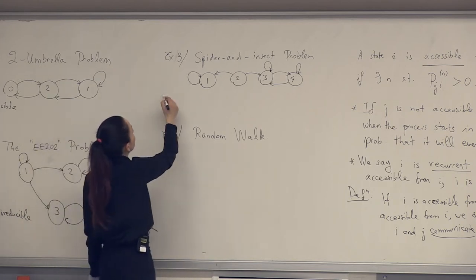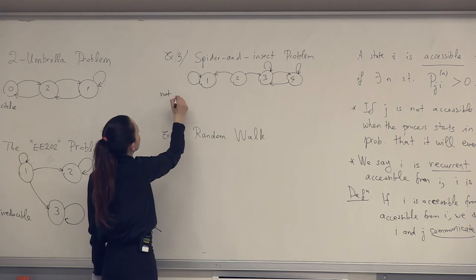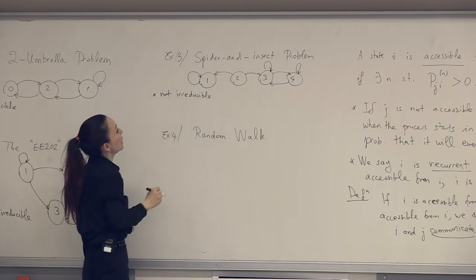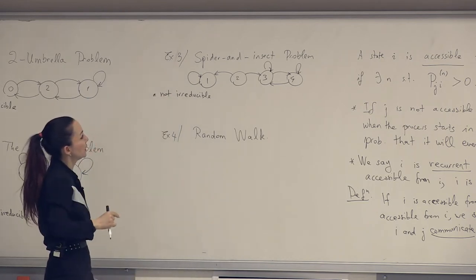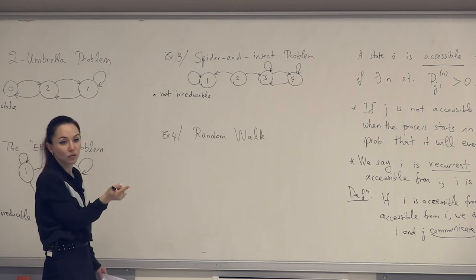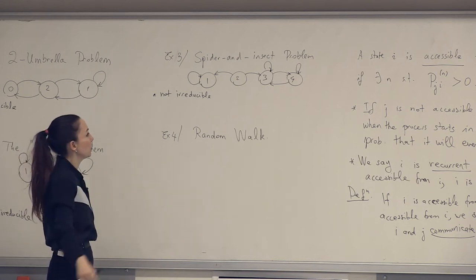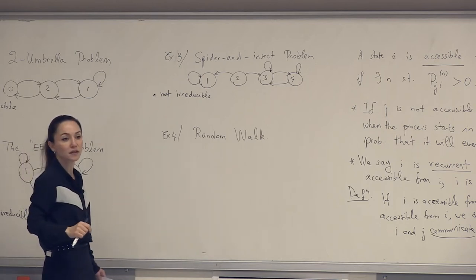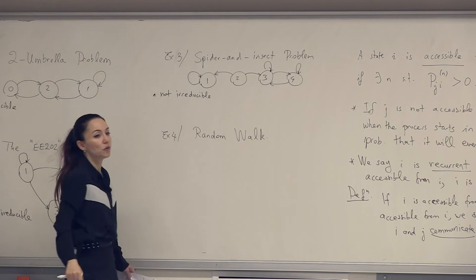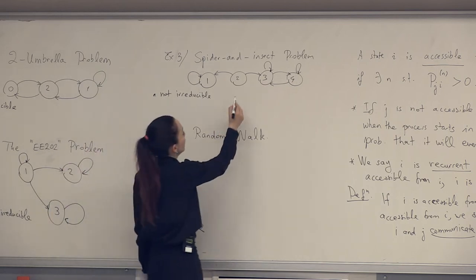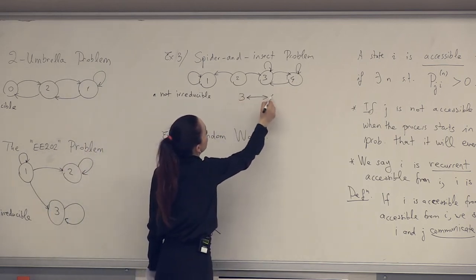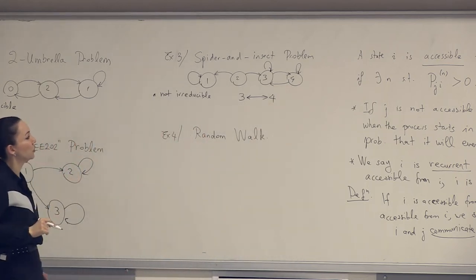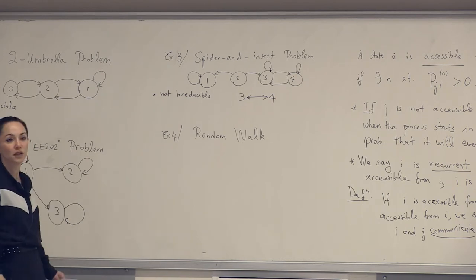It's not irreducible. Again, it's not irreducible. Why not? Exactly. One does not communicate with two, or three, or four. Two does not communicate with anything else. How about three and four? Exactly. Three and four communicate with each other. This is interesting, so let's keep this in mind. Three and four communicate with each other, but they don't communicate with the rest.